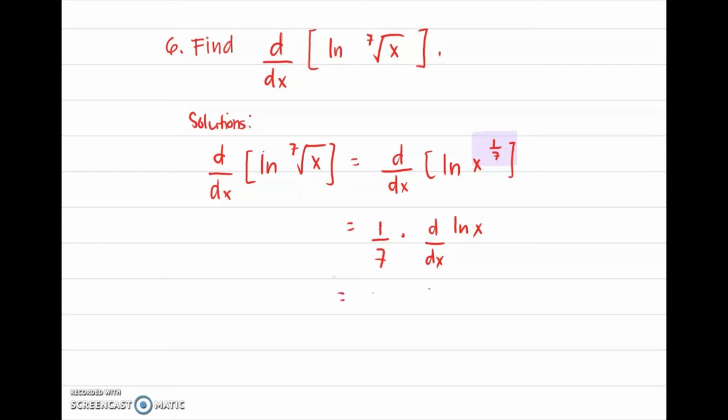So that's 1 over 7 times the derivative of ln x with respect to x, and that is just the derivative of x over x. So the derivative of x is 1 over x. So we have here 1 over 7x, and that's already our final answer.